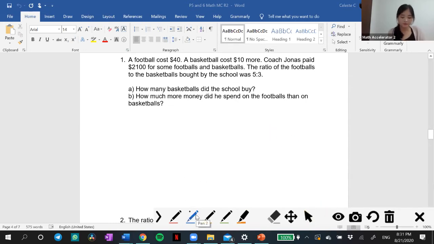So question 1. A football costs $40 and a basketball costs $10 more. Coach Jonas paid $2,100 for some footballs and basketballs. The ratio of the footballs to the basketballs bought by the school was 5:3.